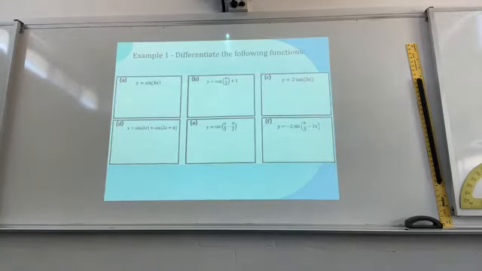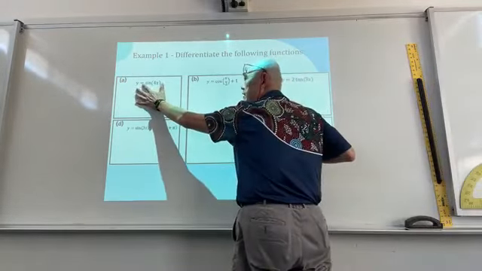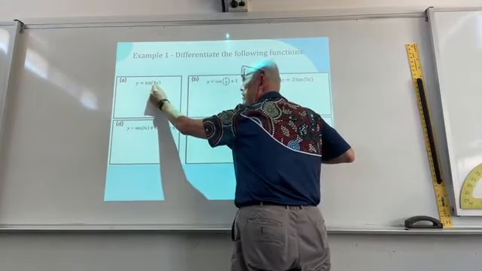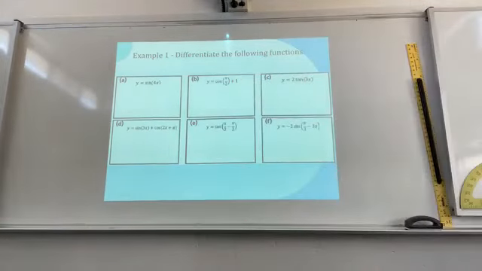Now, let's try this example: y equals sine 4x. What you do is differentiate sine, which is cos, so cos 4x. And then differentiate the 4x inside, which is 4. So it will become 4 cos 4x.